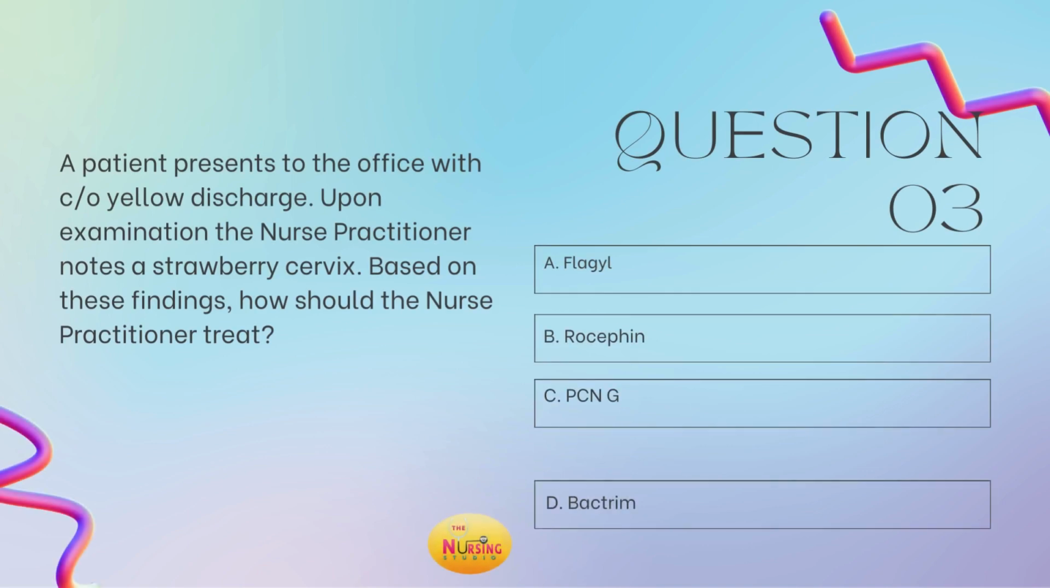And then lastly for today, question number three. A patient presents to the office with complaints of yellow discharge. Upon examination, the nurse practitioner notes a strawberry cervix. Based on these findings, how should the nurse practitioner treat? Is it A, Flagyl, B, Rocephin, C, penicillin G, or D, Bactrim?